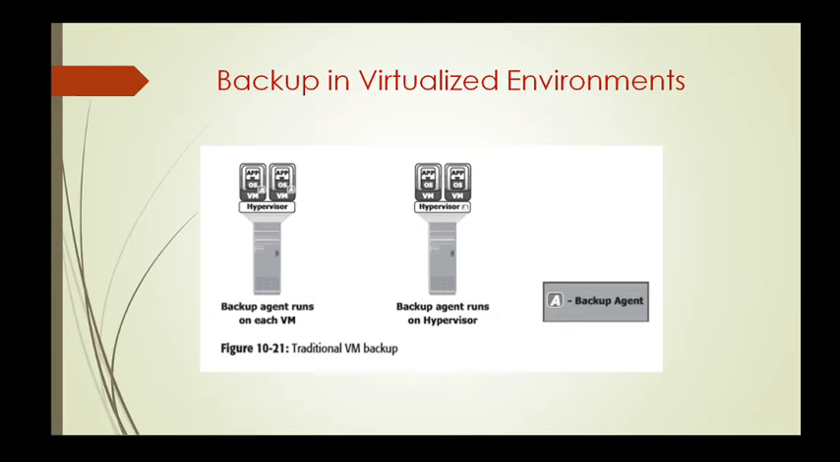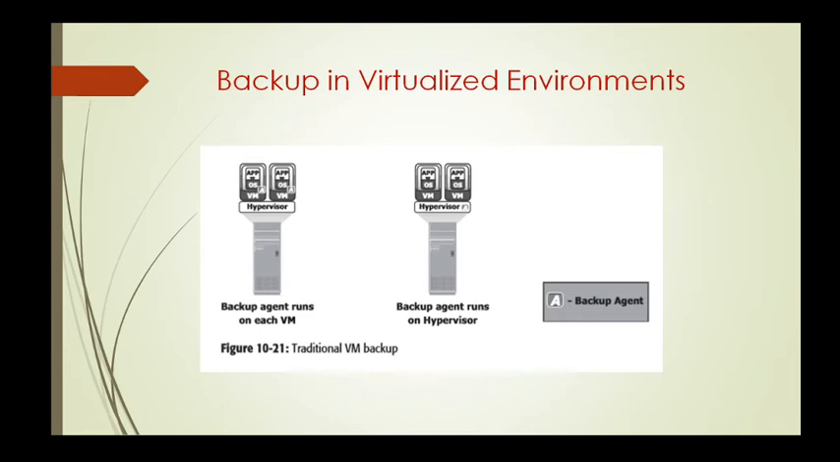You can see in the figure, one is showing the backup agent running on each virtual machine, and the other one is showing the backup agent running on the hypervisor. The A symbol indicates the agent. In the left side figure, we have the agent running on the virtual machine. On the right side, we have the agent running on the hypervisor. So this is about traditional virtual machine backup.